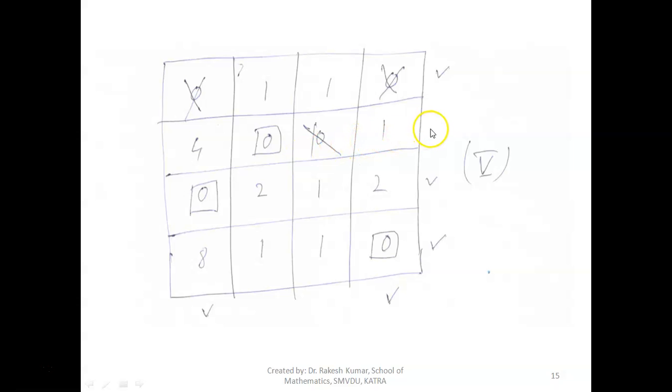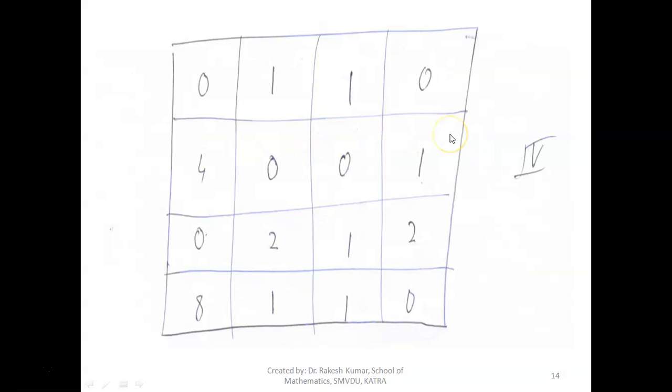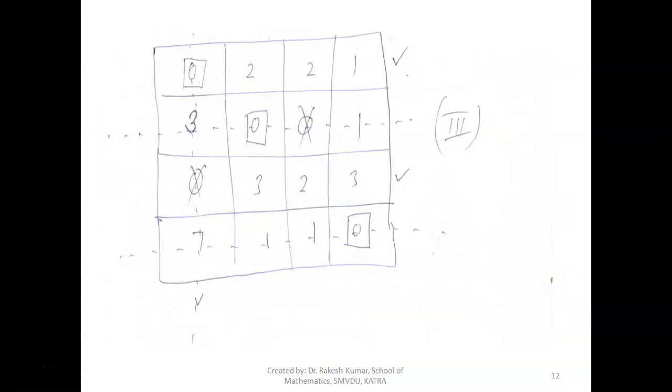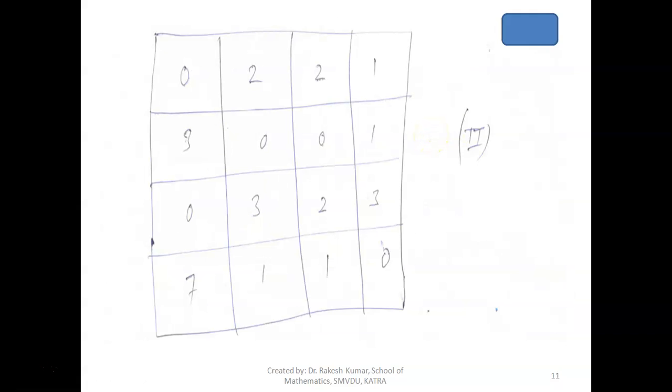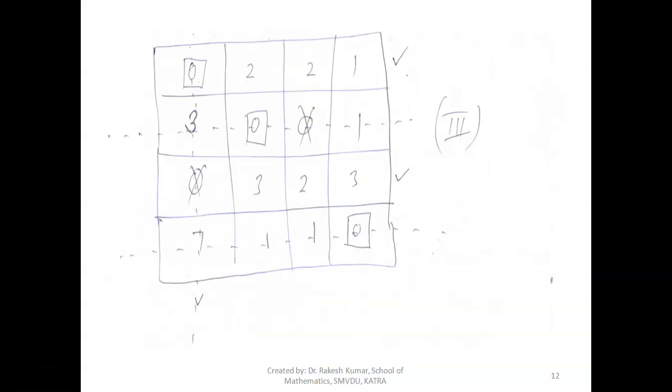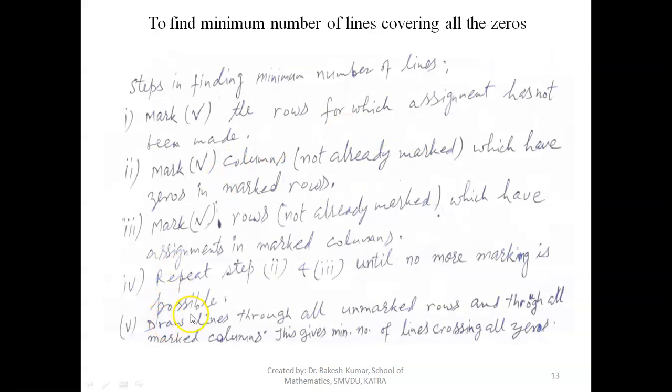Minimum number of lines. What was the rule? That step is now taken up. You can see, yes, where was 13, yes. Draw the lines through all unmarked rows and marked columns.